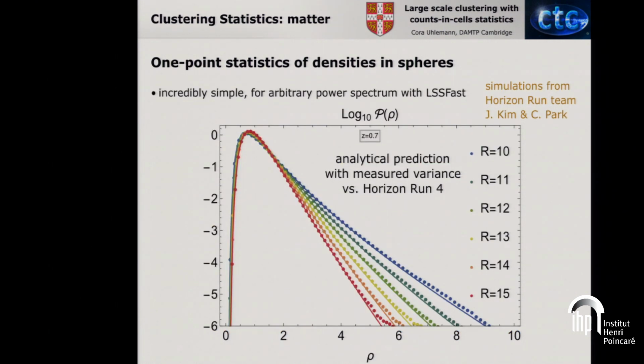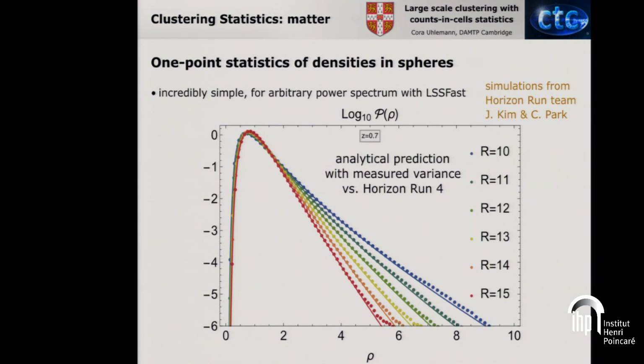Now, of course, the question is, well, I can show you all the plots I want, but how well does this actually work? So what I did here is the following. I used my analytical formula, which has one parameter, and this one parameter I measured from the simulation, so it's basically just the nonlinear variance. And I'm comparing here this one parameter prediction to the direct measurements in Horizon Run 4. And this is at redshift 0.7 for 5 different radii from 10 megaparsec to 15 megaparsec.